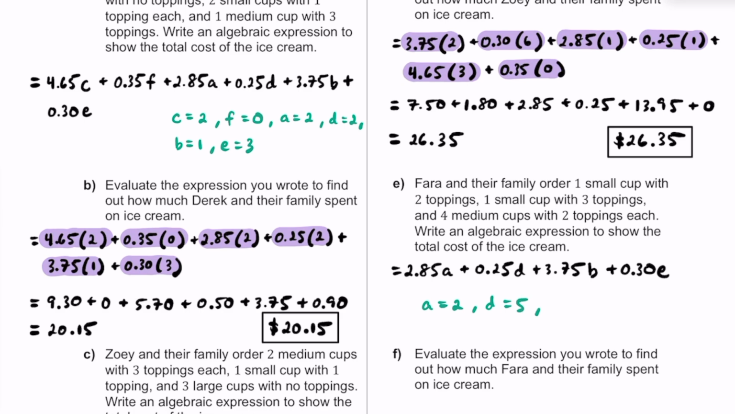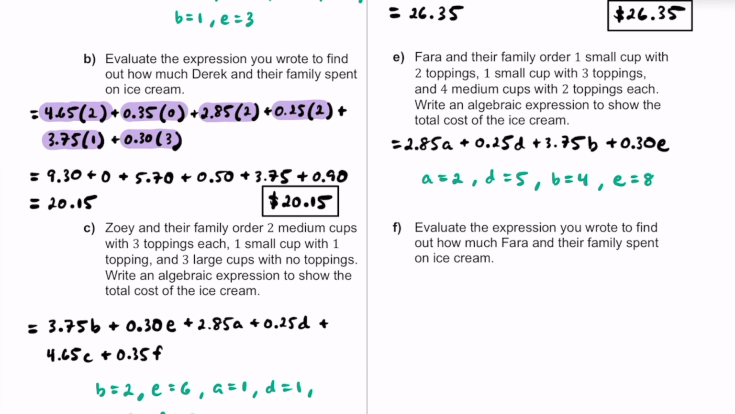Okay, and then let's see, B is going to be the medium cup. So I think B is going to be 4. That one's pretty clear. But the last one we want to be careful with, E, is the number of medium toppings. So all 4 of these medium cups are getting 2 toppings each. So 4 times 2 means that E in this case is going to be 8. So let's go ahead with part F, which is going to be evaluating and figuring out how much Farah and her family are spending on the ice cream here.